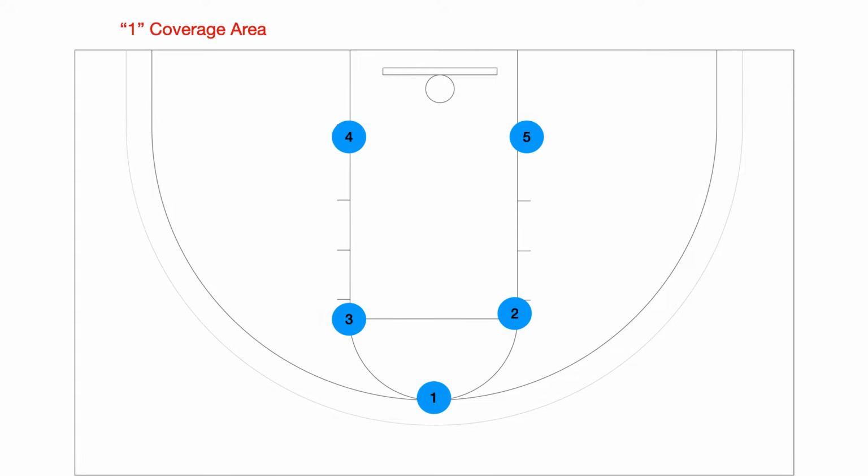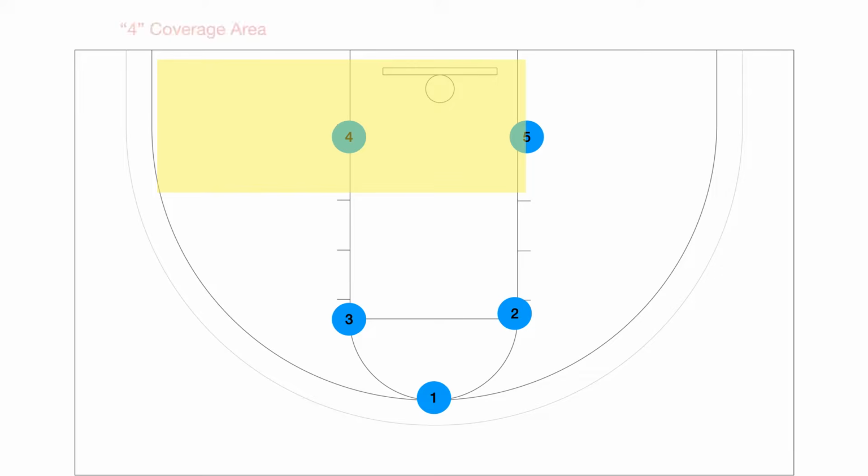Player 1's coverage area is the top and the high post, and is referred to as the top defender. Player 3, which is referred to as a wing defender, guards the high post, wing, and in special circumstances the corners. Player 2, which is also referred to as a wing defender, has the same responsibilities as Player 3, guarding the high post and the wings, and in particular circumstances, the corners.